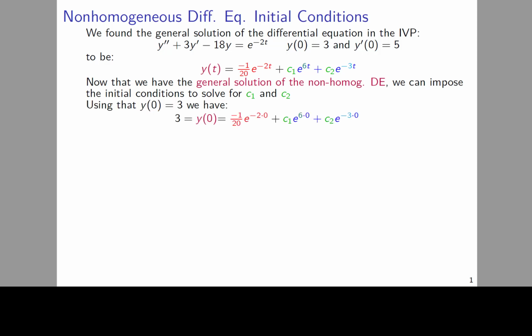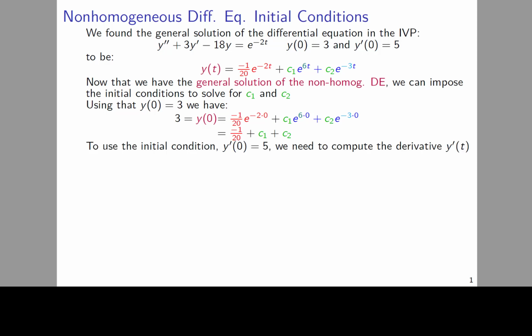Using that y of 0 equals 3, we have that y of 0 equals 3 on the left-hand side, while it equals negative 1 over 20 e to the negative 2 times 0, plus c1 e to the 6 times 0, plus c2 e to the negative 3 times 0. And since e to the 0 is 1, this simplifies as negative 1 over 20 plus c1 plus c2.